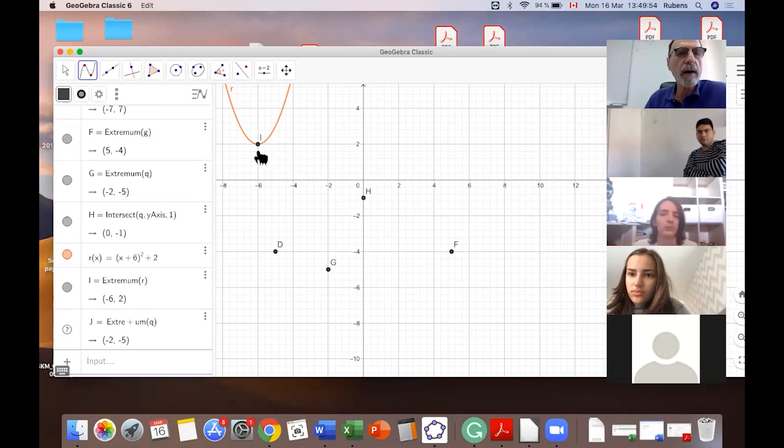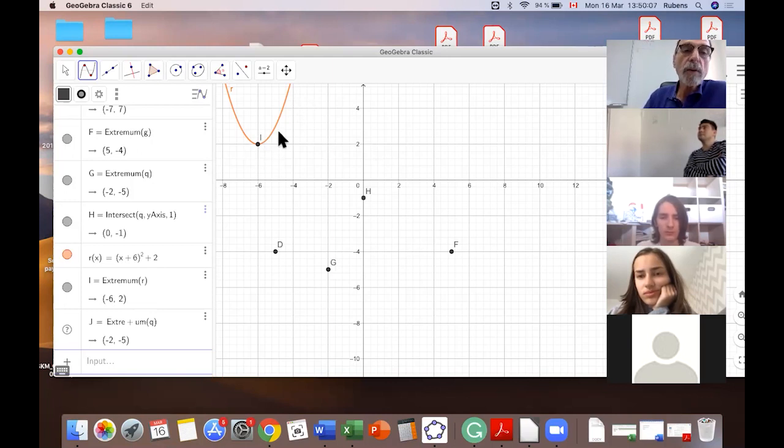Right? So now it's plus 6 plus 2. Now the vertex is minus 6 because here is minus plus 6, and plus 2 is still plus 2 over here. Right? So now, remember before it was really hard to find the equation when I have no roots. Now I can find the equation knowing the vertex, right?